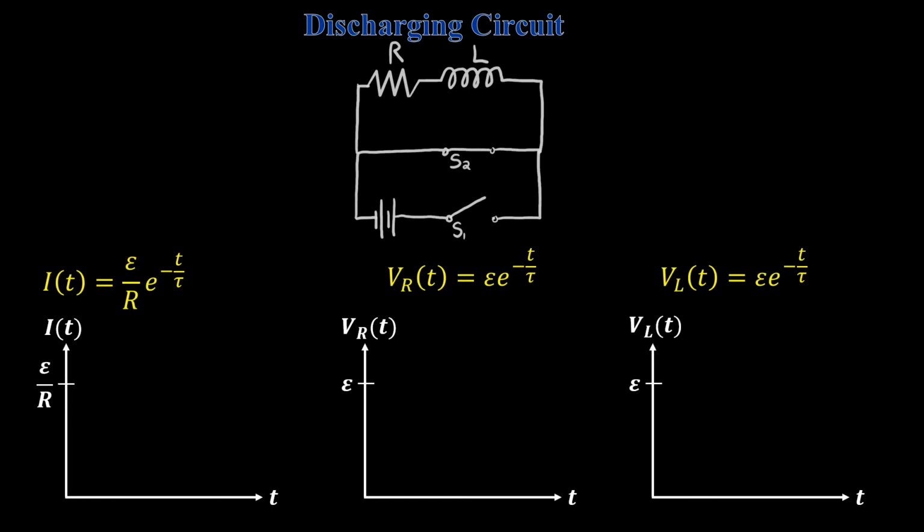And going to the graphs, again, the current starts at what it was at steady state with the circuit running with the battery, decreases to 0 asymptotically. The voltage across the resistor decreases asymptotically. The inductor does the same thing, decreases asymptotically. Everything in a discharging circuit decreases asymptotically. And again, contrast that to if there was no inductor. If there was no inductor, the current would just go immediately to 0 the second the switches were flipped.